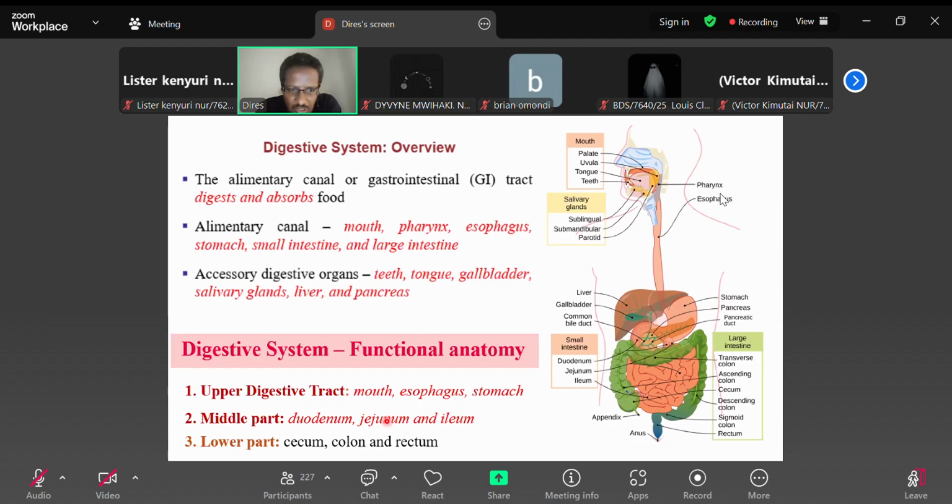The lower part is made up of the cecum. Can you see the cecum here? Cecum is the border between colon and small intestine. This is the distended portion of the intestine. So it's basically found between the large intestine, which is green, and small intestine, which you see is a kind of yellowish part.